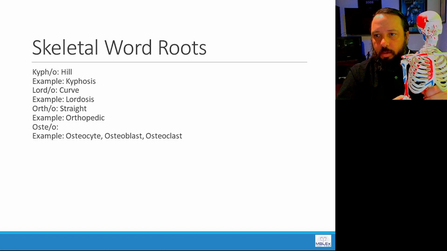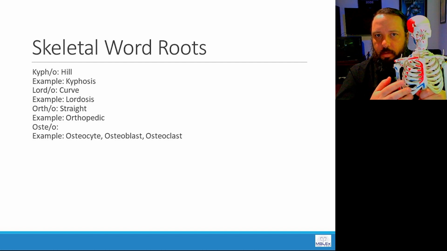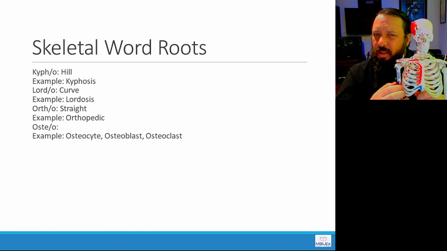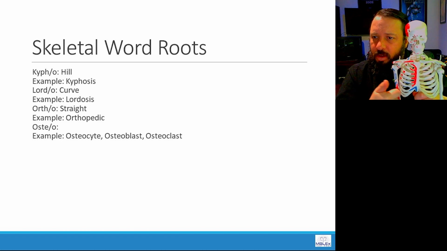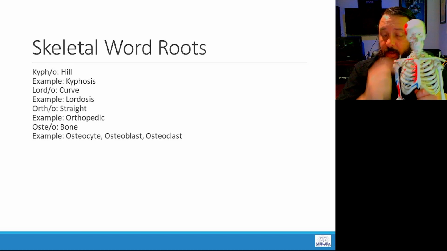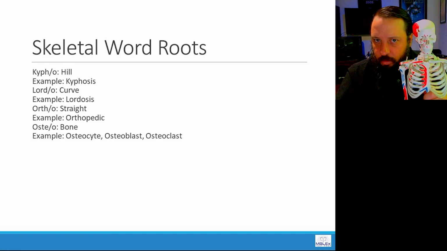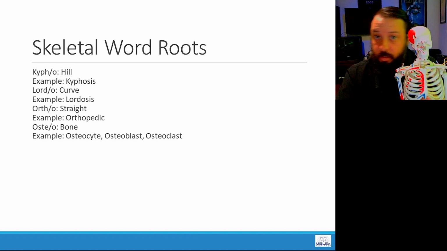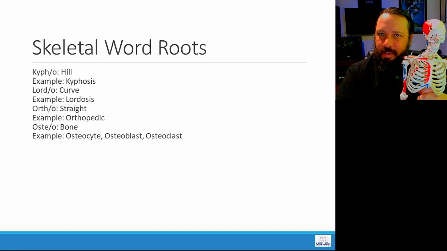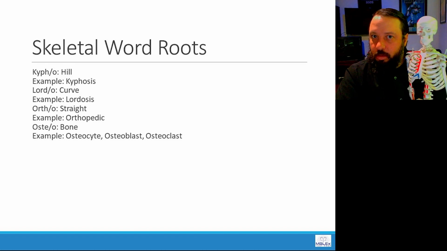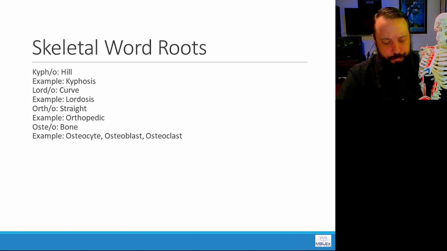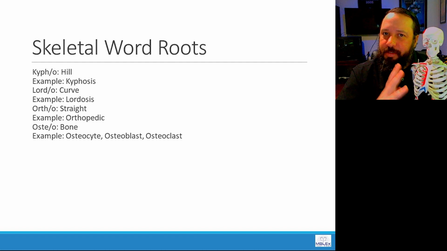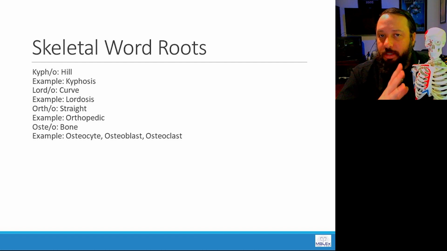Moving on, osteo, like osteoblast, osteoclast, osteocyte. What do all of these mean? Osteo refers to bone, right? So an osteoblast is a germ cell that builds bone. Osteoclasts are cells that break down bone tissue. Osteocytes are just bone cells themselves. So you see the term osteoporosis, osteomyelitis, osteoarthritis. These all have something to do with bones. Okay, so osteo means bone.